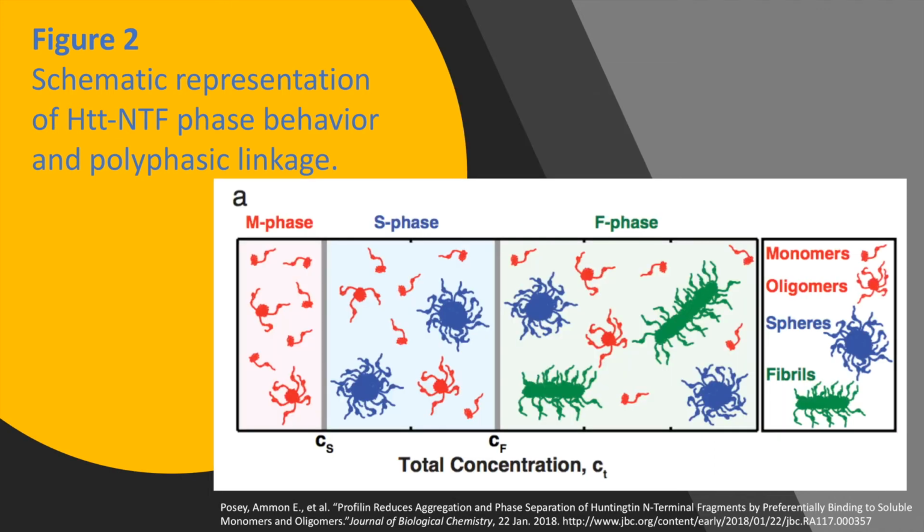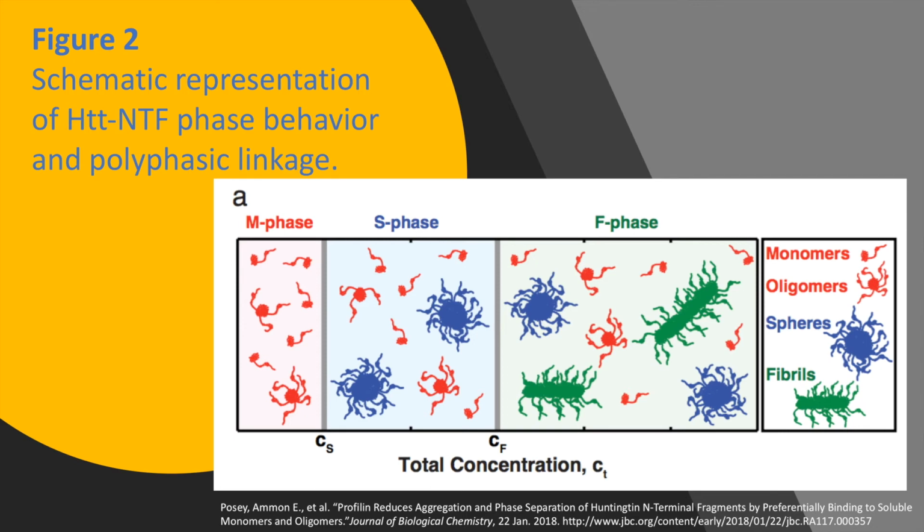Figure 2a shows the behavior of HTT in the three phases. The M phase is colored red and shows the soluble monomers and oligomers. The S phase is colored blue and shows the spherical aggregates. The F phase is colored green and shows the long insoluble fibrils.